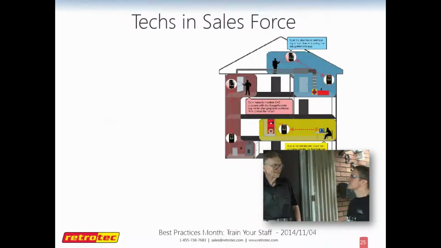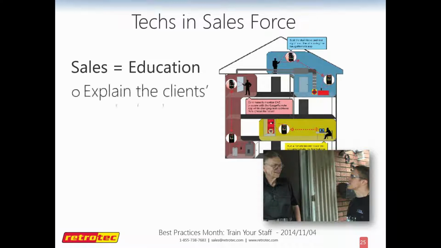techs in the sales force. Talk about the idea that we're developing our techs into a willing sales force. Well, it's pretty simple. We just delivered education, and we educated them, and they understand what they're doing, they understand why they're doing it, they understand how it helps, they understand what happens if you don't do it right. Well, these are all things that they need to explain to the client.